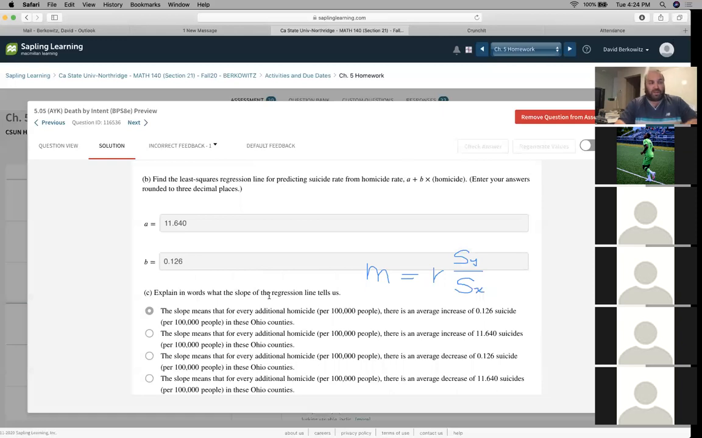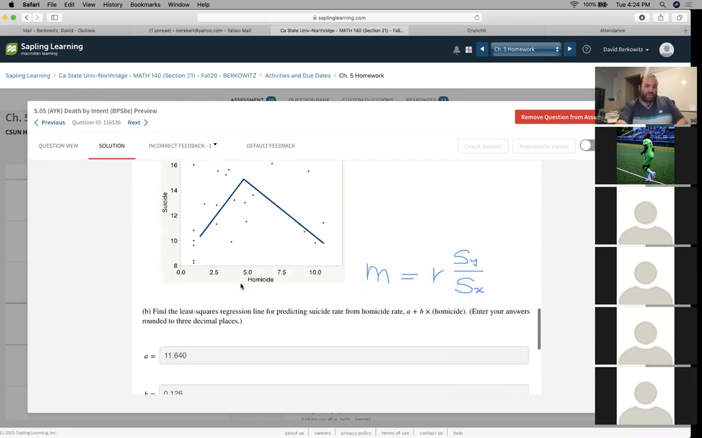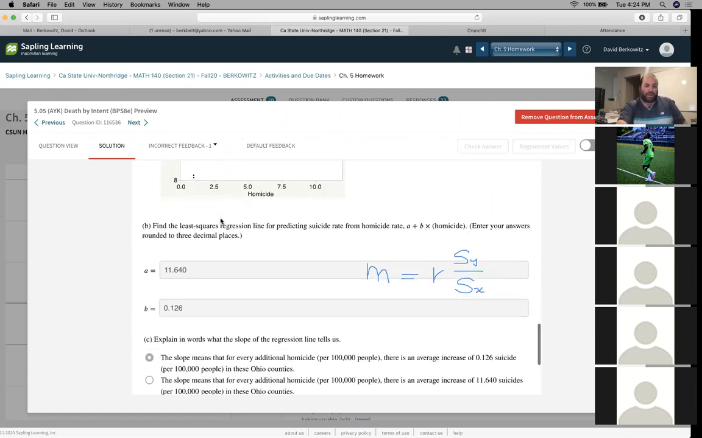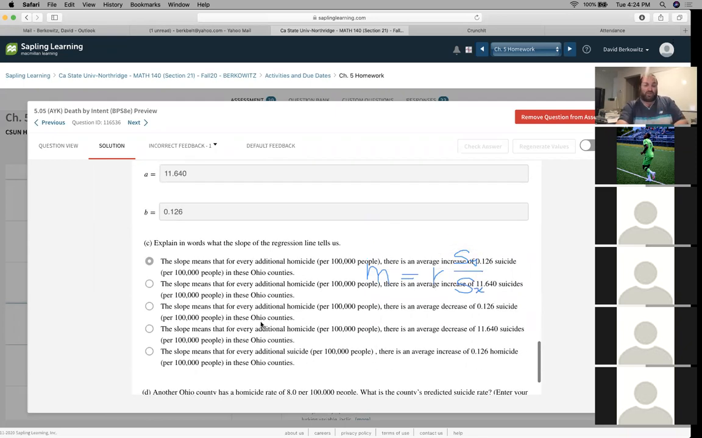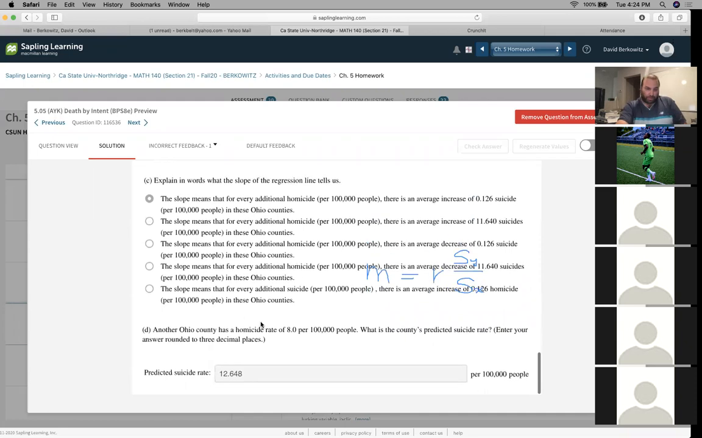Explain in words what the slope means. That means for every one this way, we go up 0.126. For every one what? 100,000 people. The slope means that for every additional homicide per 100,000 people, the suicides go up by 0.126. So there's an average increase of 0.126 suicides per 100,000 people in these Ohio counties because we don't have any other information.